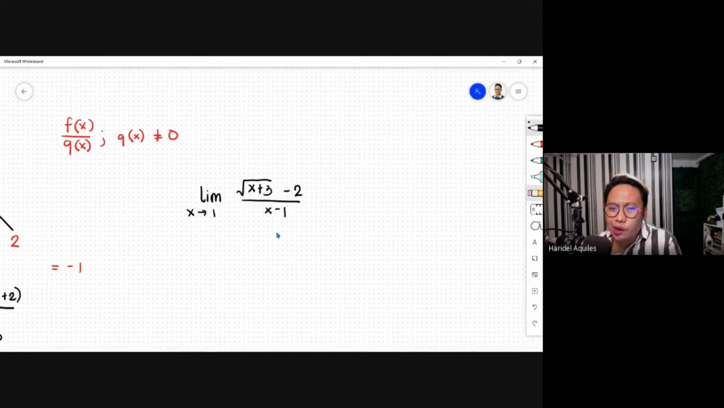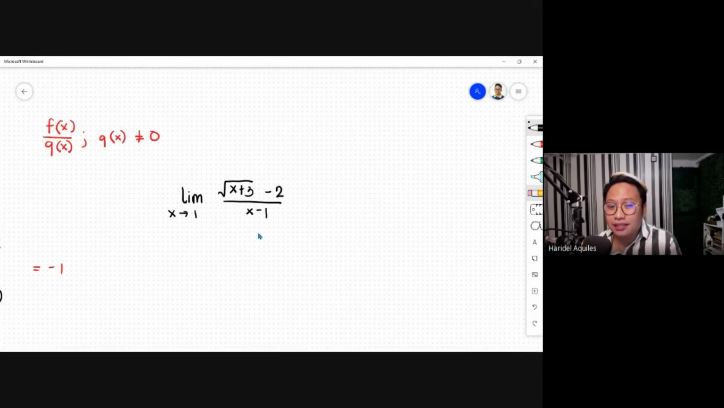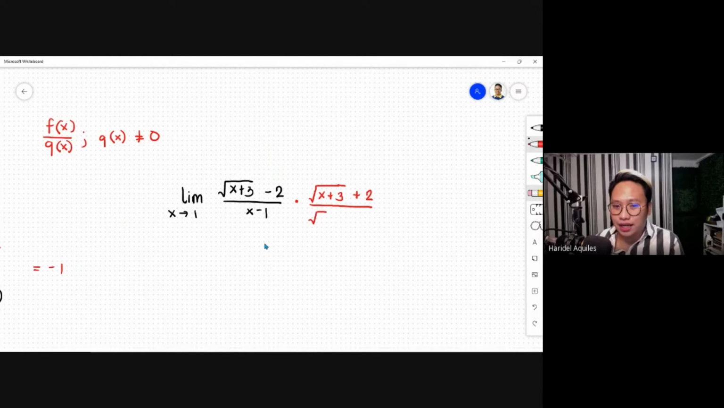So how do we go about this, sir? We can apply the rationalizing the numerator here. How? We are going to multiply both the numerator and the denominator by the conjugate of the numerator. How to look for the conjugate of the numerator? This is how you do it. You copy the first term, square root of x plus 3. However, you change the sign that is used in the numerator to its opposite sign. So instead of subtraction, you do addition. And you do it as well here in the denominator.